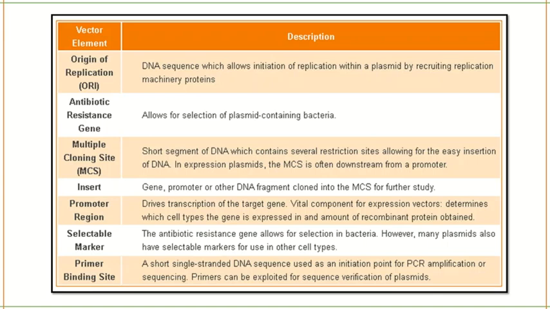Okay, so this table also tells us about the components of the plasmid, like it should have an origin of replication, an antibiotic resistance gene, and it should have a multiple cloning site. You should know what a multiple cloning site is. A multiple cloning site is a short segment of DNA that contains several restriction sites. Multiple cloning site means it contains several restriction sites where you can insert your gene of interest. Next, you have an insert, that is the gene. Then you have a promoter region and a selectable marker. A selectable marker can be antibiotic resistance or it can be a lacZ gene.